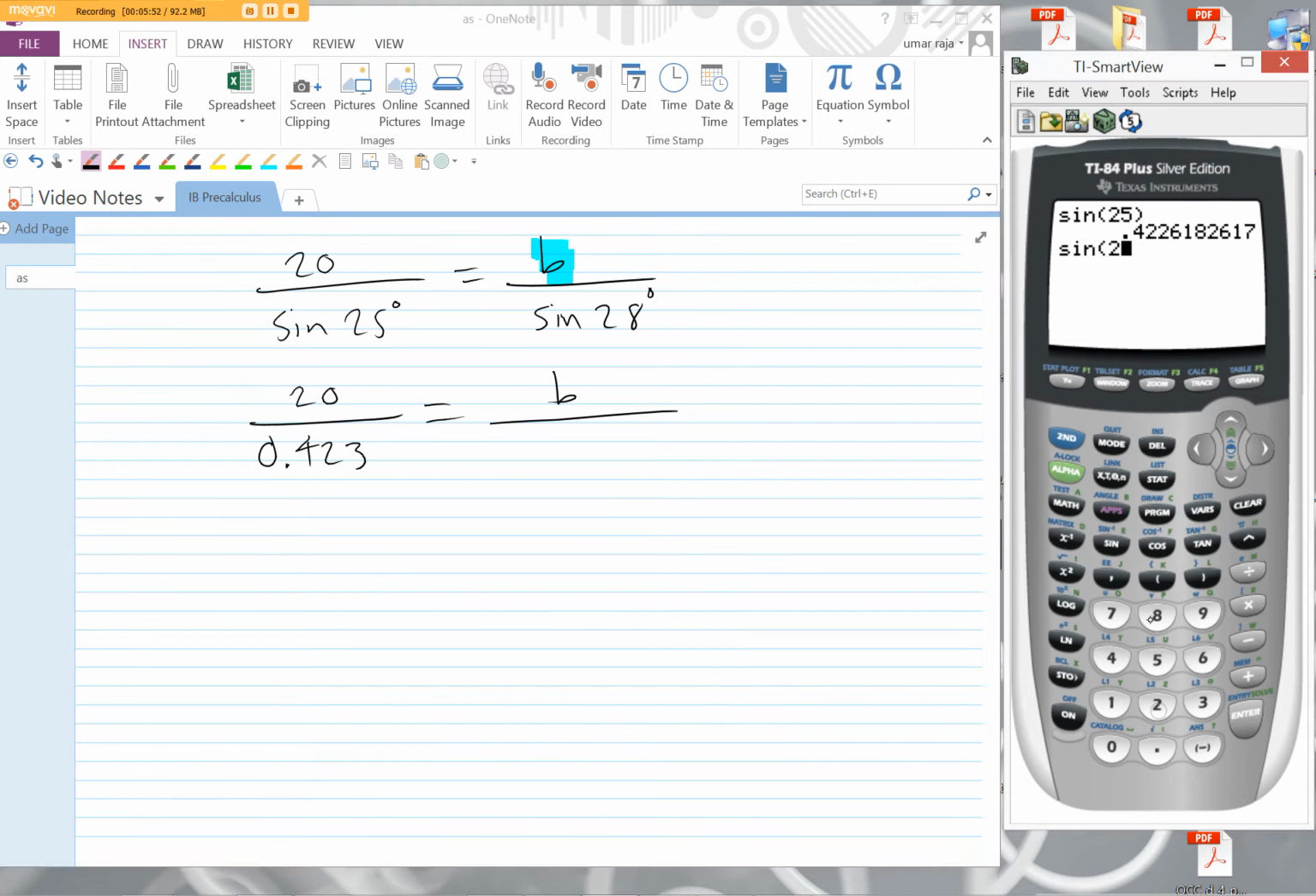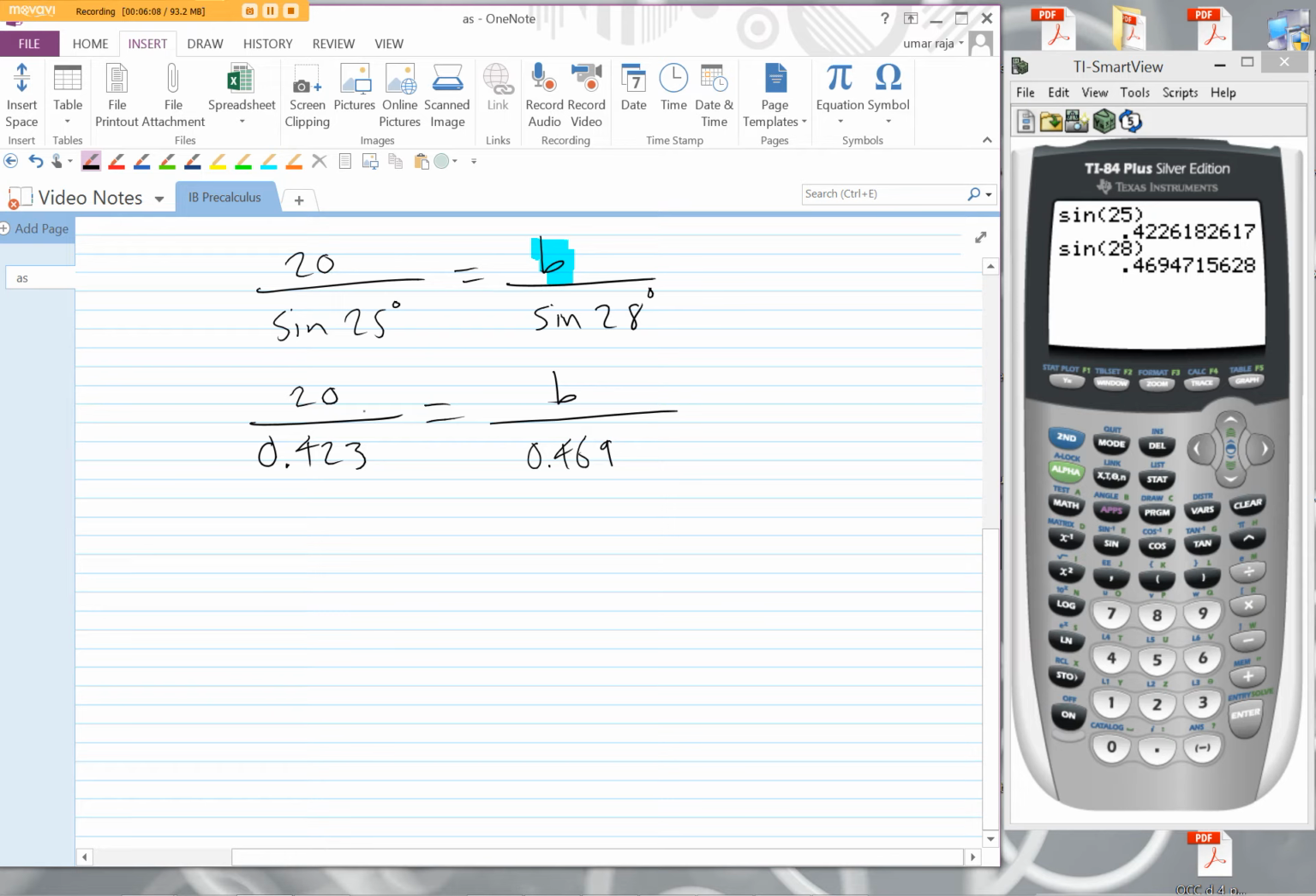We're going to evaluate that the same way. So this is going to give us 0.469. Alright guys, you can see that this is a proportion. How do you solve a proportion? Well, you can cross multiply at this point.